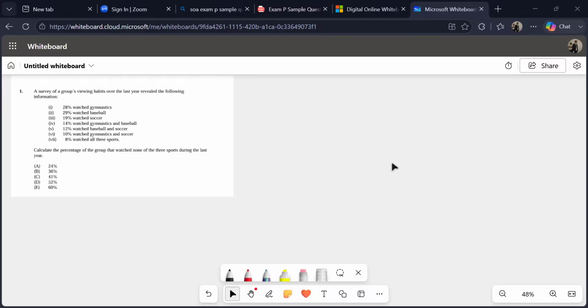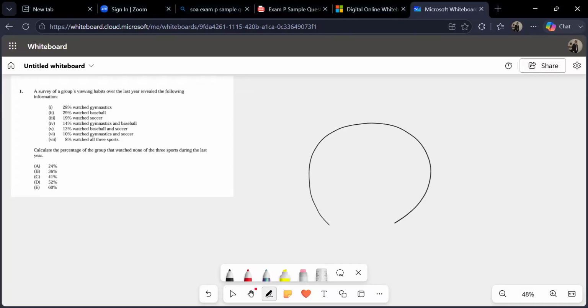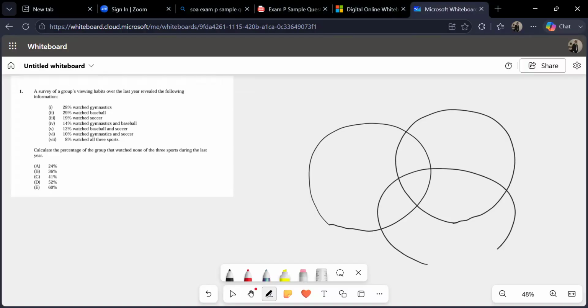So this question is a triple Venn diagram question. What we're going to do here is basically draw three circles. One, two, three. Okay. So once we have all the three circles, then all we got to do is just put in all the information. So here, gymnastics, baseball, and soccer.